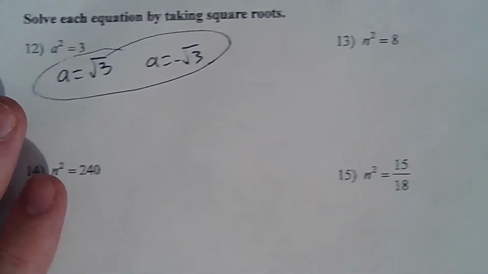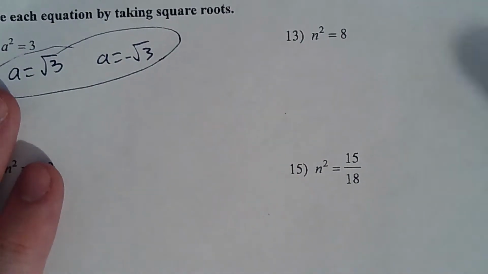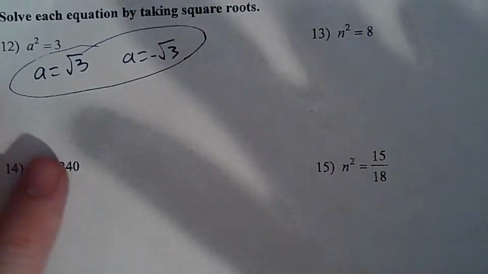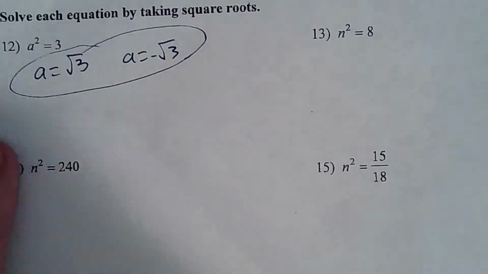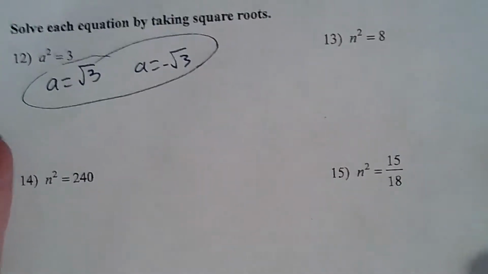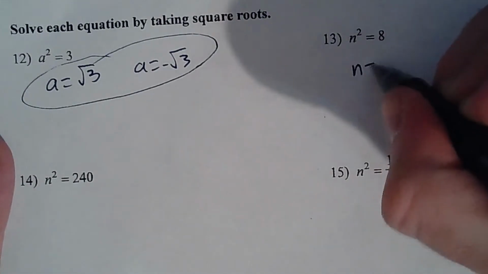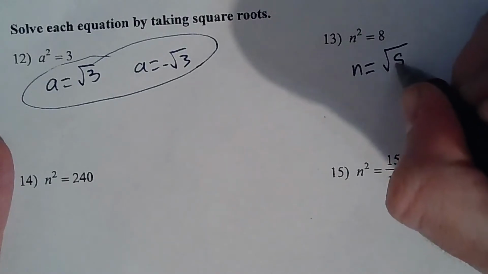Let's move on to number 13 instead, because this one's actually slightly more interesting. So on this one, let's think about this over here. I have both the positive and negative answer. On this one, I'm going to write it at the very end. So let's do it on number 13. So square root of both sides. N is the square root of 8.